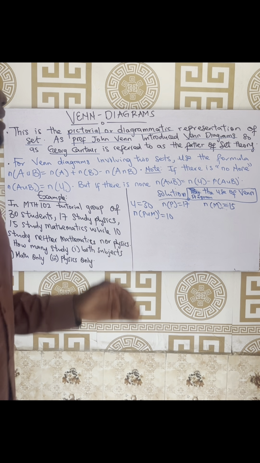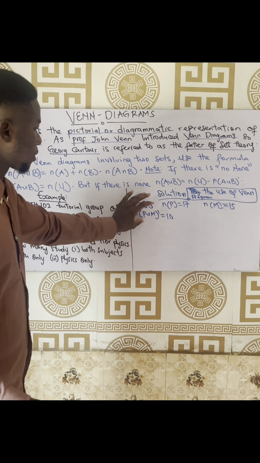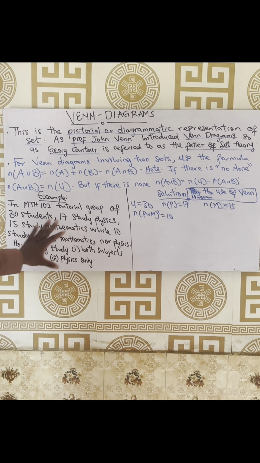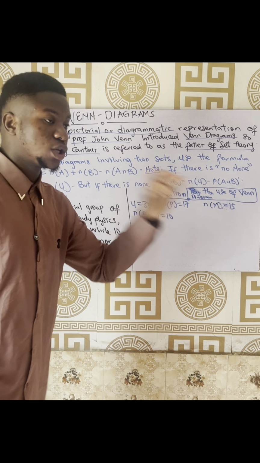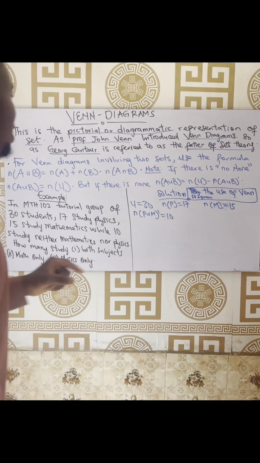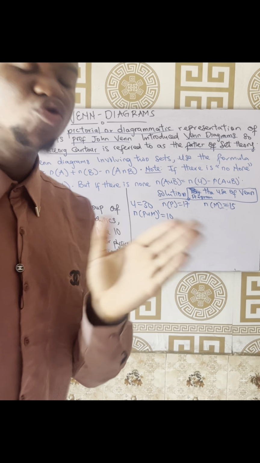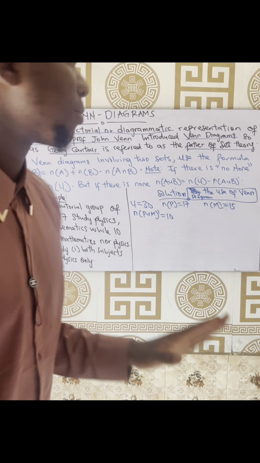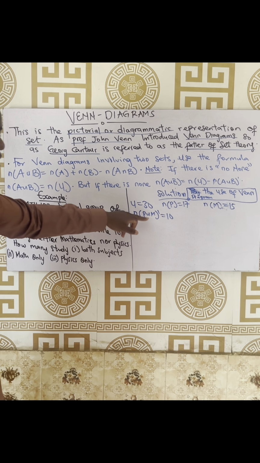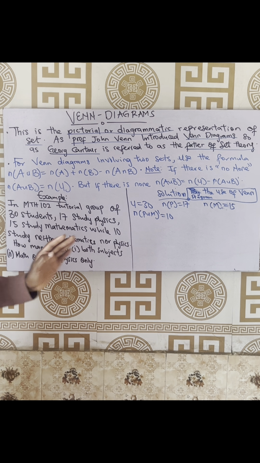So the first step is that I wrote out my parameters from the question. After I've written out the parameters, the next thing I'm going to do is calculate the intersection. But before I calculate the intersection, I will firstly check whether there are some people in this question that do none, that do not do anything. Yes, there are. This is it: (P union M) complement. Those that study neither mathematics nor physics. This simply means that they do not do mathematics and they do not do physics.